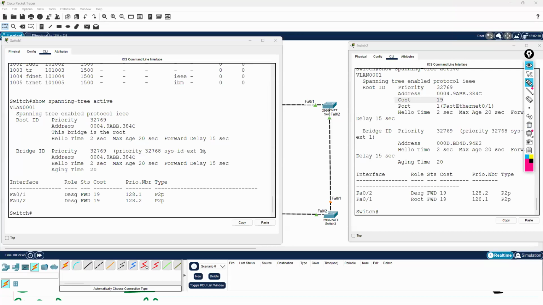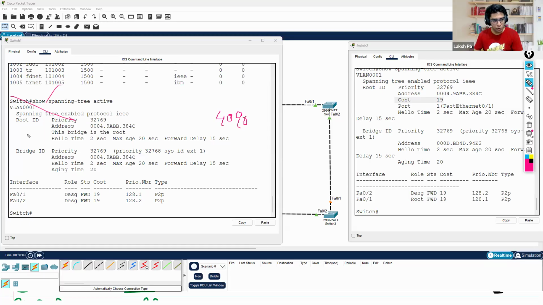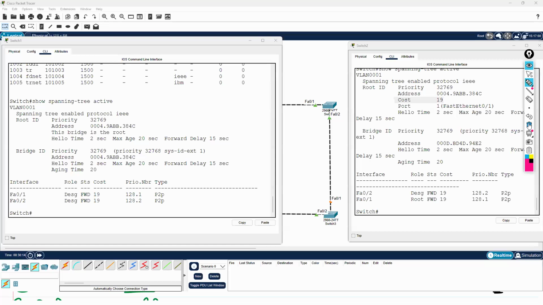But how will it change? Suppose for VLAN 1, switch 1 is the root. For VLAN 10, how will switch 4 become the root? It is based on the MAC address. For now, no matter how many VLANs I run, it can be 4096 VLANs, switch 1 is still the root switch. In between these four, switch 1 will always be the root switch.